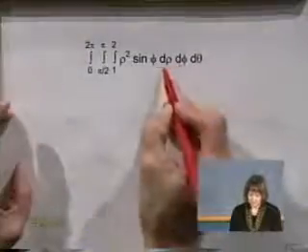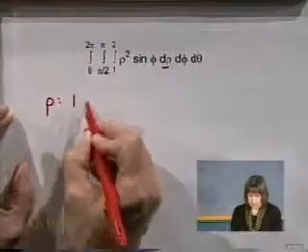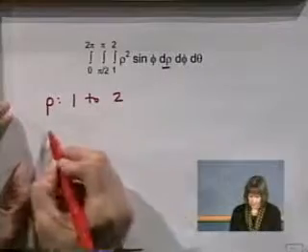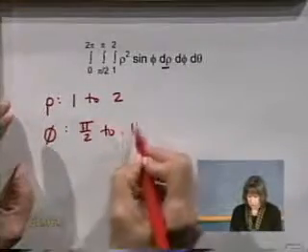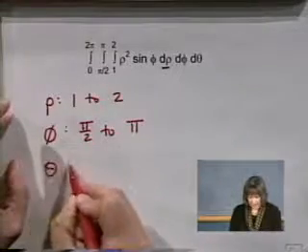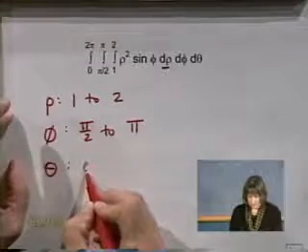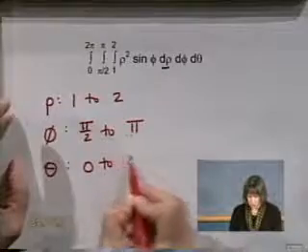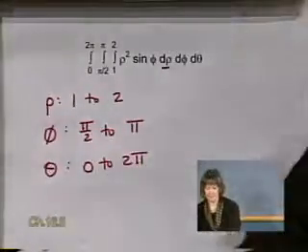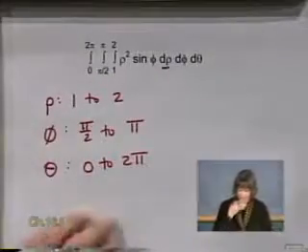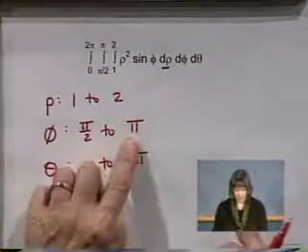This one, rho is ranging from 1 to 2. Phi is going from pi over 2 to pi. And theta is going from 0 to 2 pi. Okay? All right. Now, shall we try it? What does this phi going from pi over 2 to pi tell me?